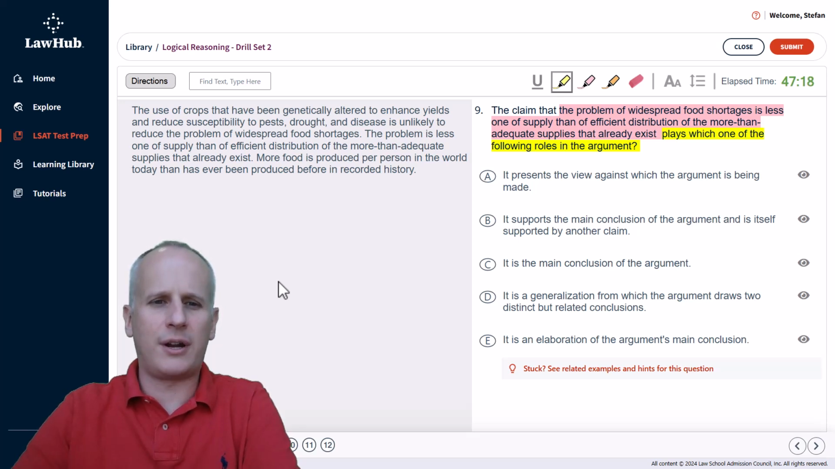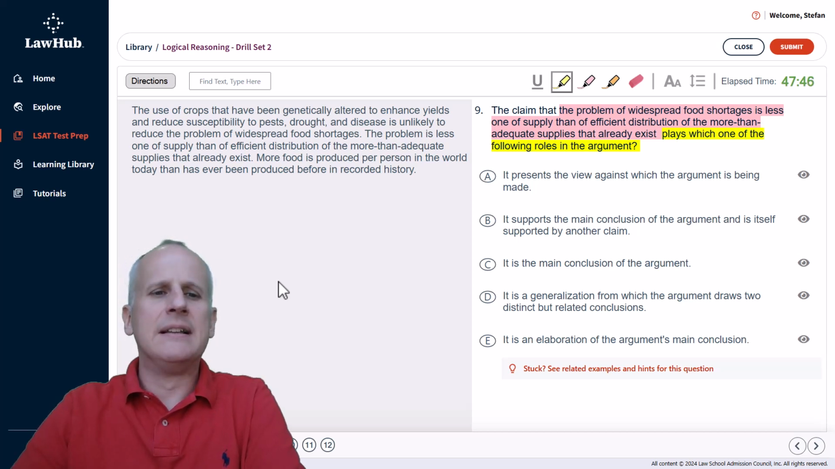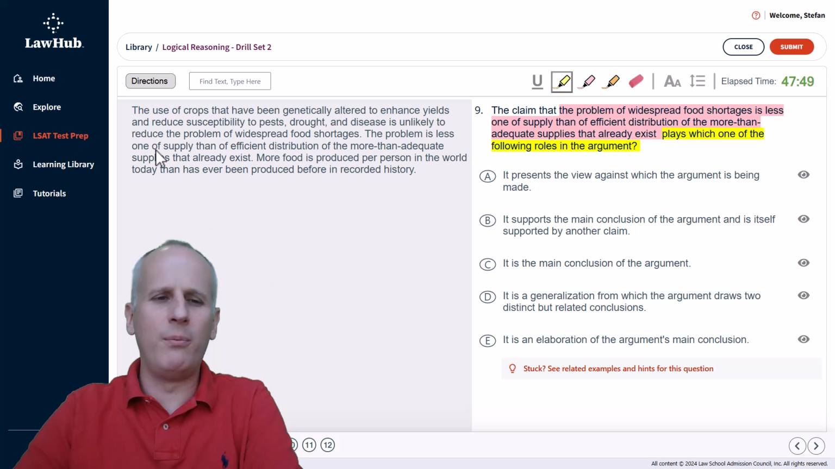So the use of crops that have been genetically altered to enhance yields and reduce susceptibility to pest, drought, and disease is unlikely to reduce the problem of widespread food shortages. The problem is less one of supply than of efficient distribution of the more than adequate supplies that already exist. More food is produced per person in the world today than has ever been produced in recorded history. Now, looking at this paragraph, we hopefully recognize that the opening sentence is the main conclusion, and everything afterwards is really in service of that main conclusion.